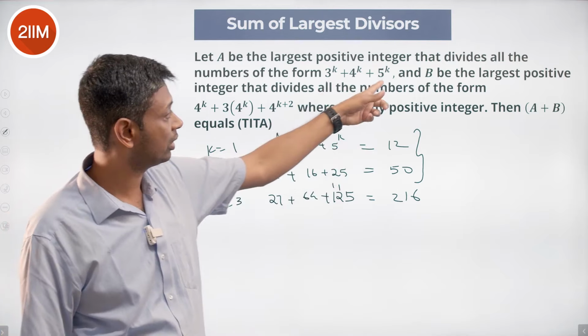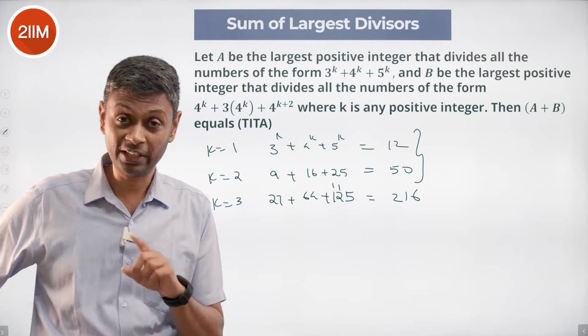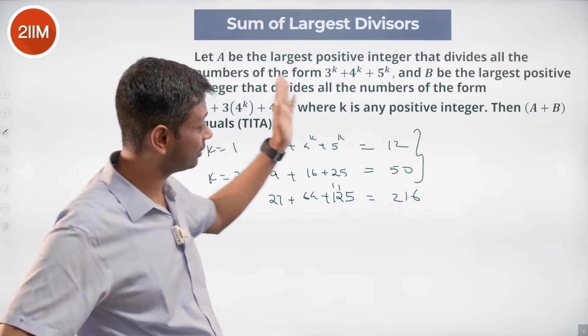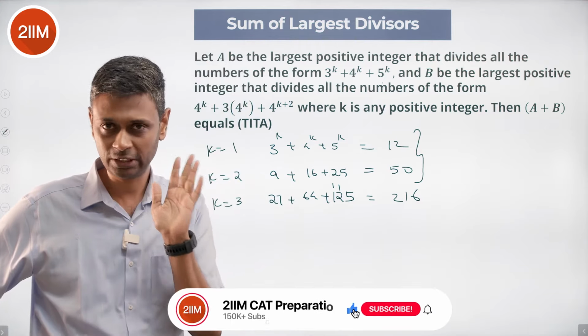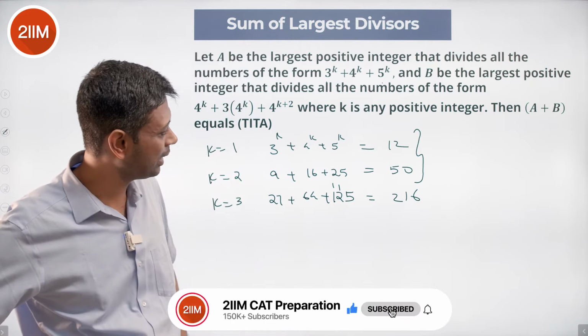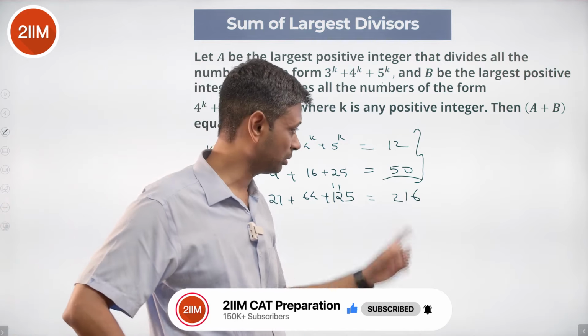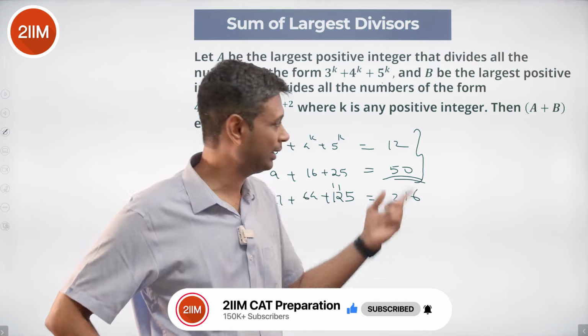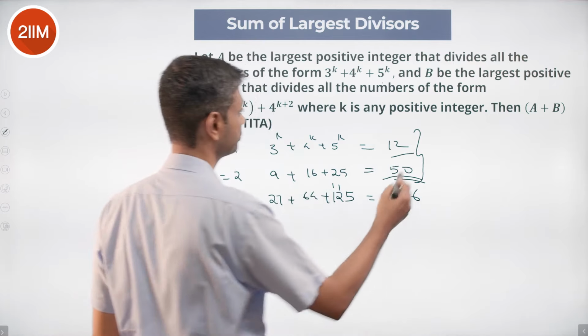Yes, this is odd. Odd plus odd plus odd is odd, so add up, it's odd. Even plus even is even. This is an even number, so A can be 2. That part is done straight away. Anything more than 2 is not possible. 4 is not possible, not a multiple of 4. 6 is not possible, not a multiple of 6. Anything else doesn't divide this. So beautiful, A is 2.